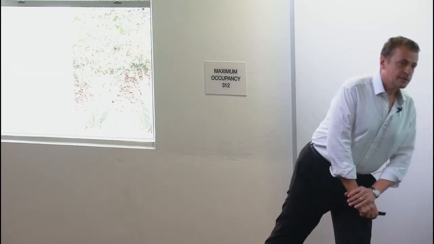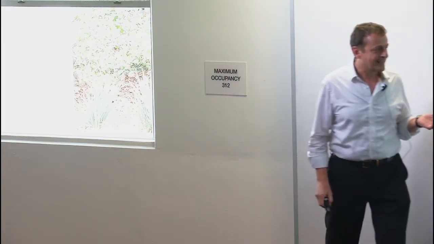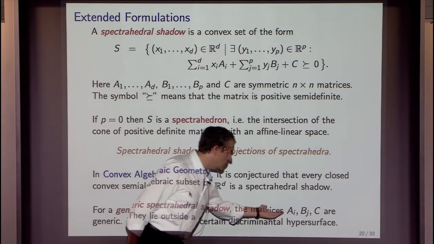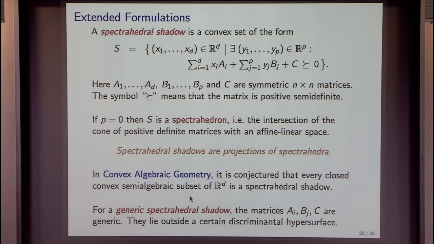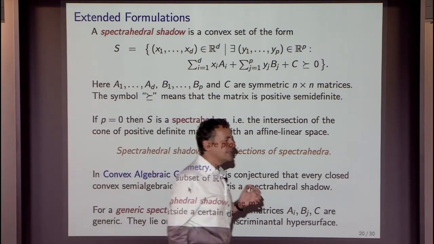I'm going to be interested in the generic case. I'm going to do something that we always do in algebraic geometry. I'm going to look at the data that are generic. So let me assume Ai, Bj, C are random symmetric n by n matrices. There's some crazy discriminant in the high-dimensional space of matrix tuples. I'm going to pick an instance outside that space.